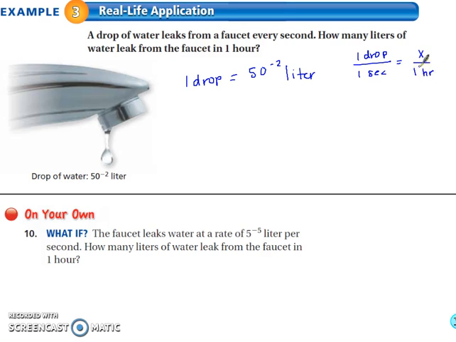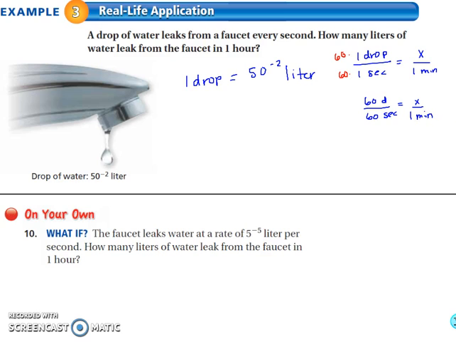Well, to figure out how many seconds is in an hour, I know that there are 60 seconds in a minute and 60 minutes in an hour. But what I'm going to do first is go ahead and convert this into minutes. So 1 drop in 1 second, so how many in 1 minute? All I'm going to do is multiply by 60 to get that 60 seconds, or the 1 minute, in the denominator. So 60 drops in 60 seconds tells us that 60 drops leak from this faucet in 1 minute.